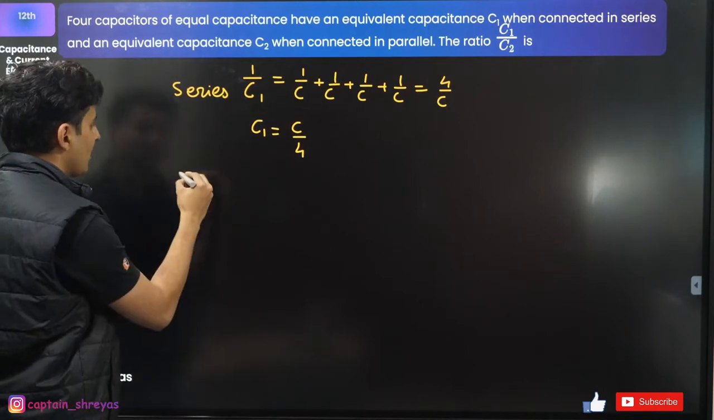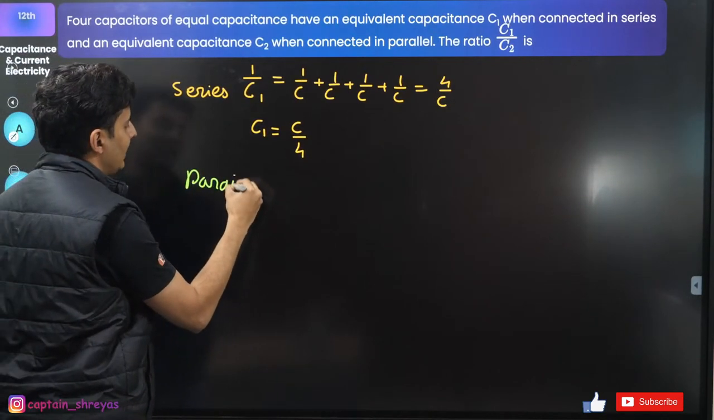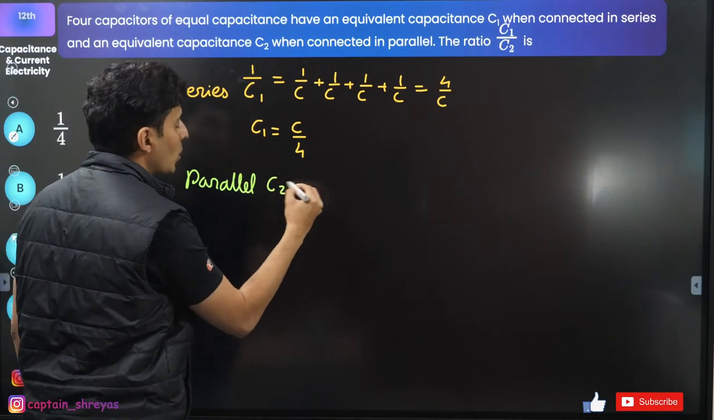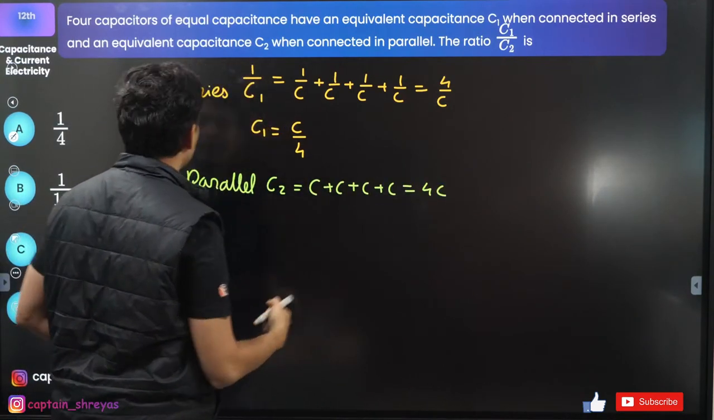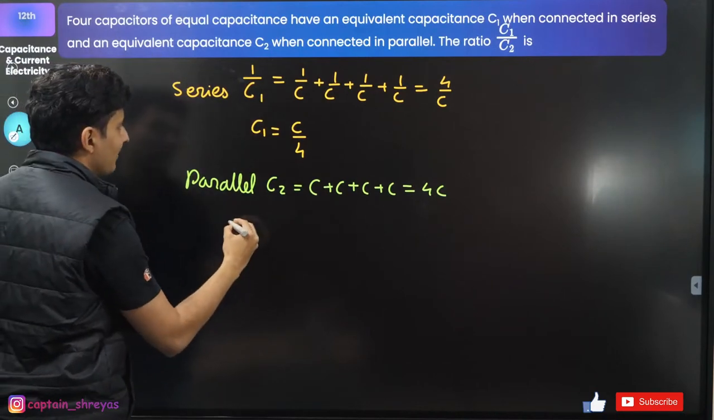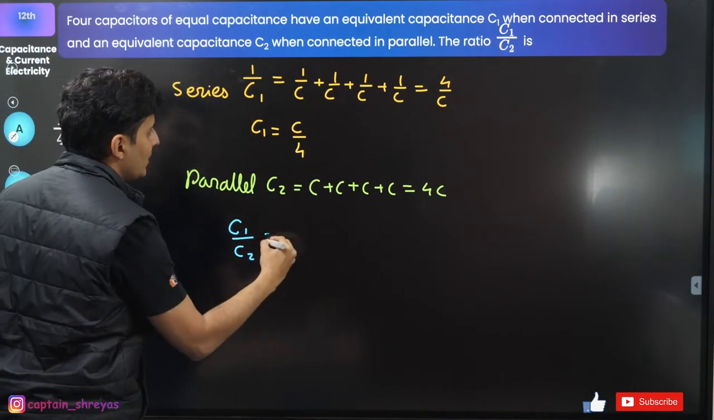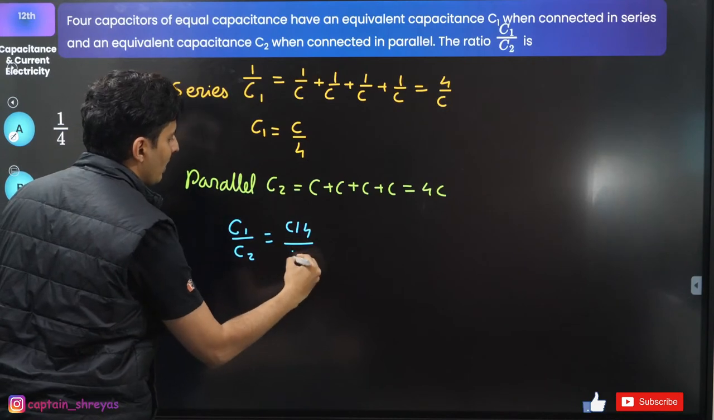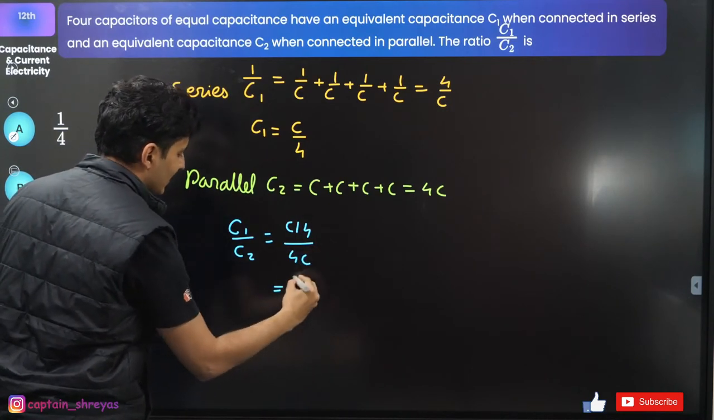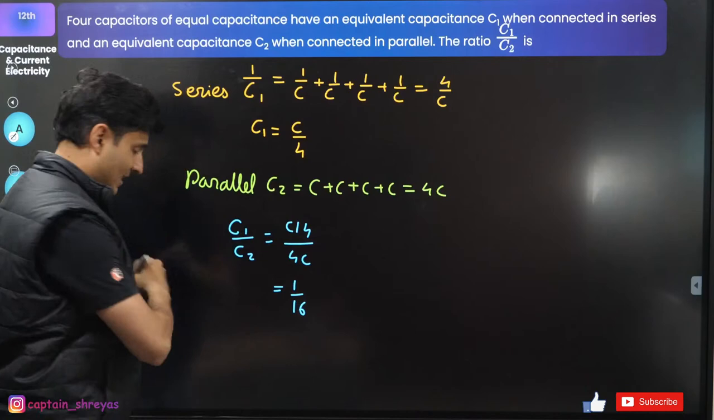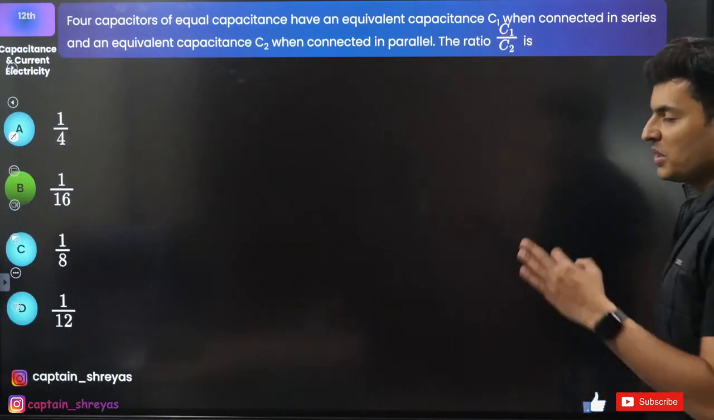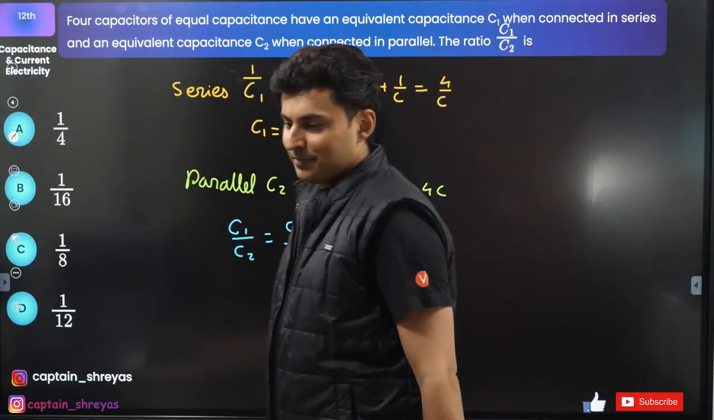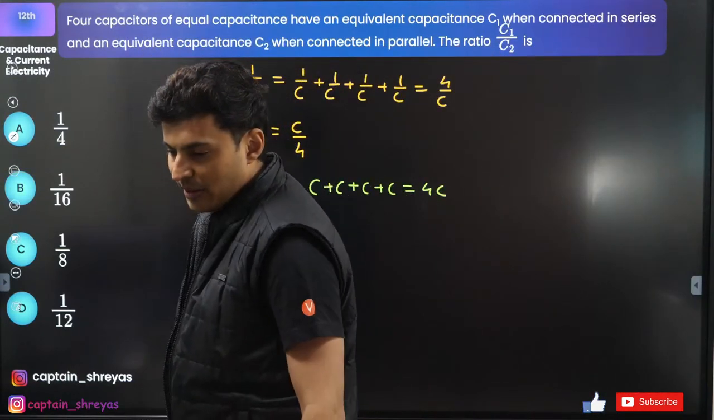That's the first step. When it is in parallel, then C2 will be C plus C plus C plus C, which is 4C. Hence, the ratio, which is basically C1 by C2, will be C by 4 by 4C. So 4 4s are 16, C and C cancel. So 1 by 16 is the answer. Perfecto. Option B, B for Bombay. Excellent. 1 by 16.